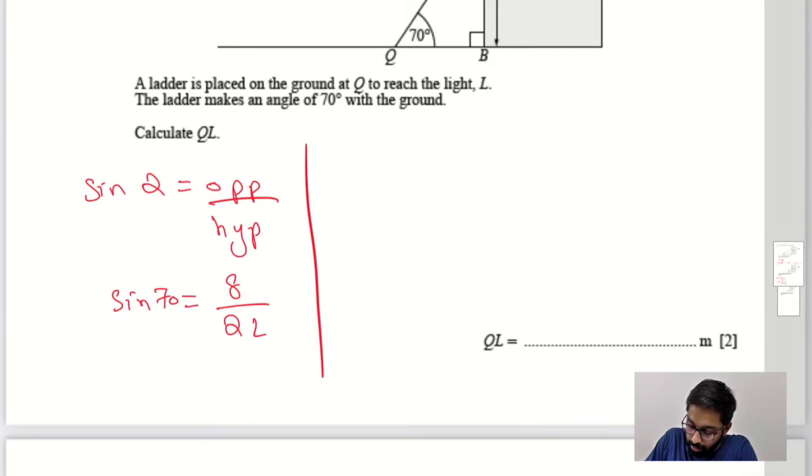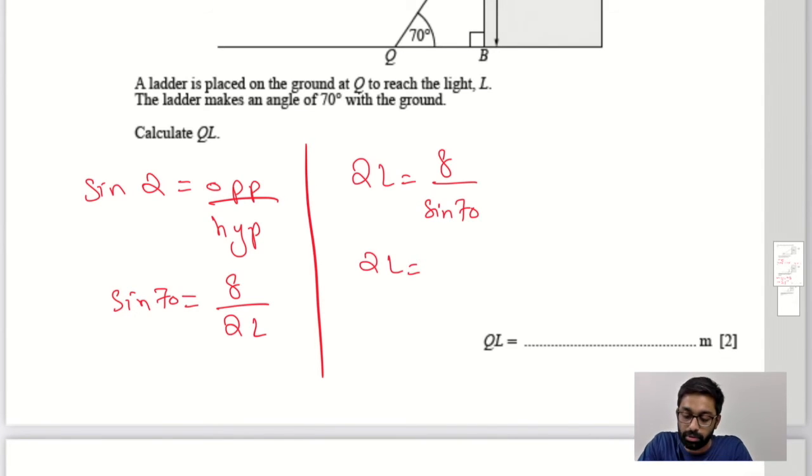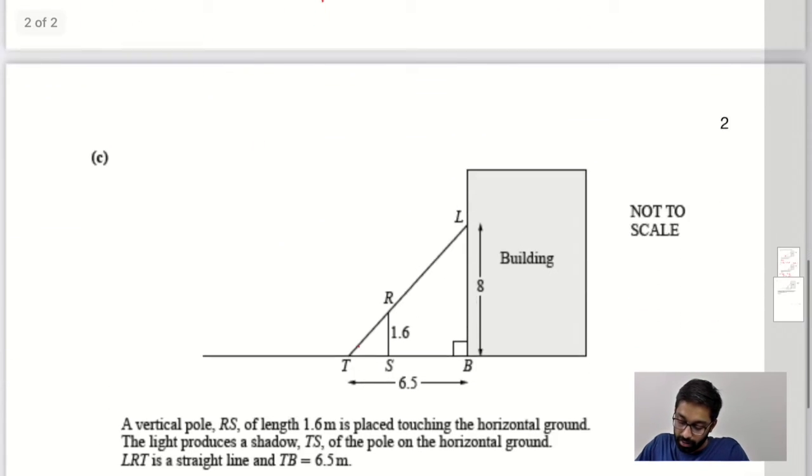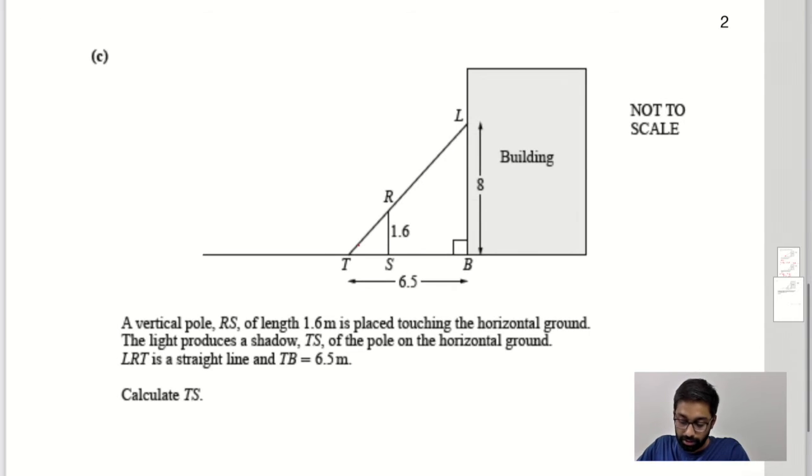They've given you theta. So you use sine theta equals 8 over QL. Then the next step is you write QL equals 8 divided by sine 70, and the length of QL, let's do that, 8 divided by sine 70 comes out to be 8.51 meters. So you write the length there. Okay, let's move on. They've given you another diagram and it's still not to scale.